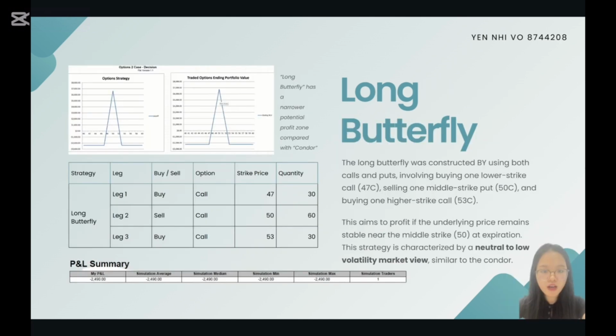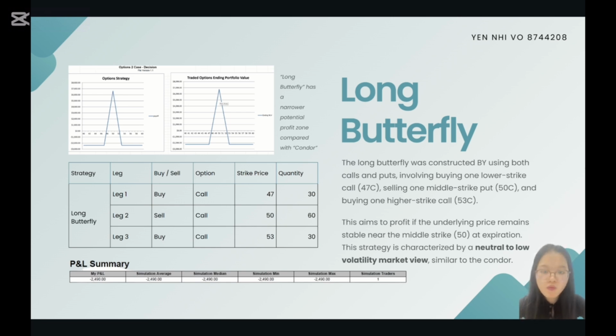The long butterfly was constructed by buying one lower call at 47, selling one middle call at 50, and buying one high call at 53. This structure is designed to achieve maximum profit when the underlying price closes near the middle price of 50, with limited losses if it deviates significantly up or down. The payoff shape is sharply peaked, showing a narrow profit range around the center.